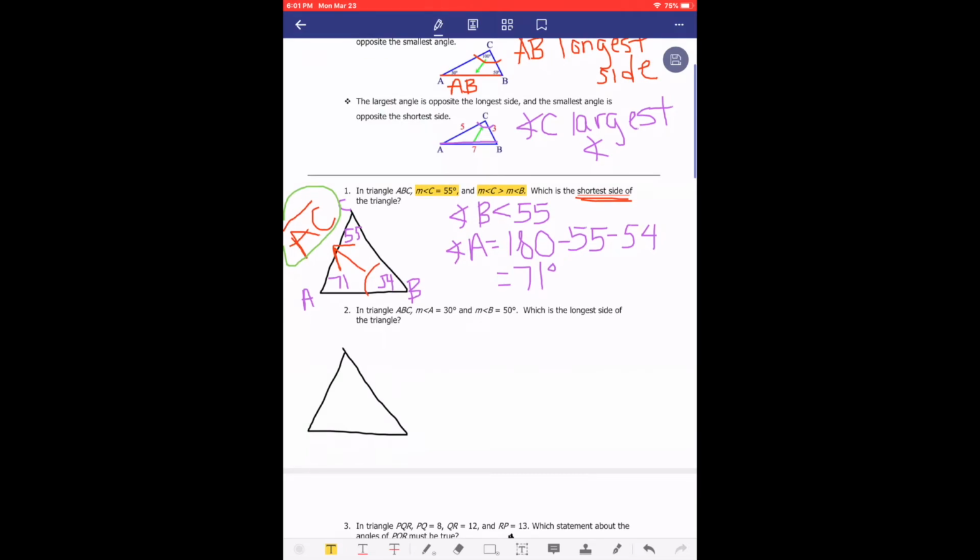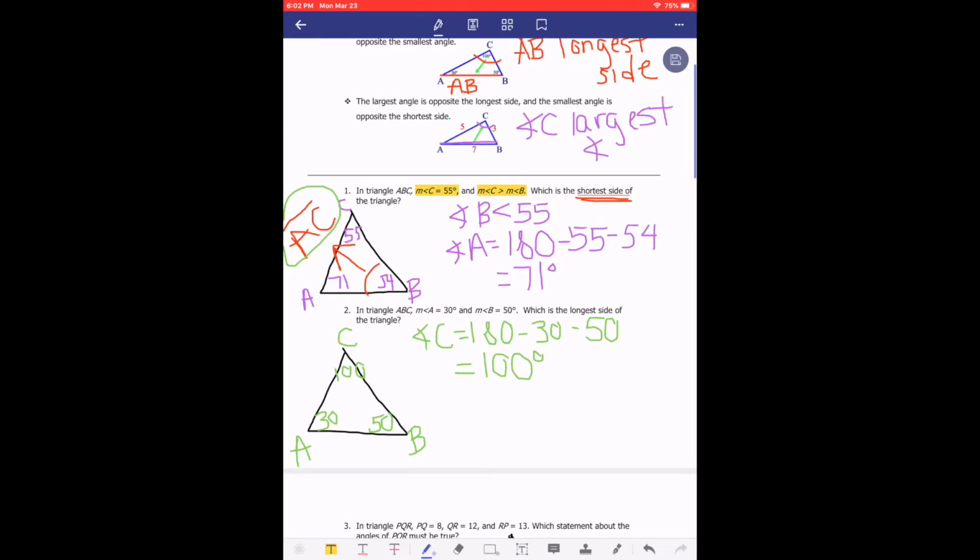Question 2. In triangle ABC, the measure of angle A equals 30 degrees and the measure of angle B equals 50 degrees. What is the longest side of the triangle? Start by labeling my triangle A, B, and C. A is 30, B is 50. What is the longest side of the triangle? So I don't know all the angles. I don't know angle C. So to find angle C, I know that triangles add up to 180, so I would do 180 minus the 50 and minus the 30 to see what's left over, and when you subtract those, you'll get 100 degrees for angle C.